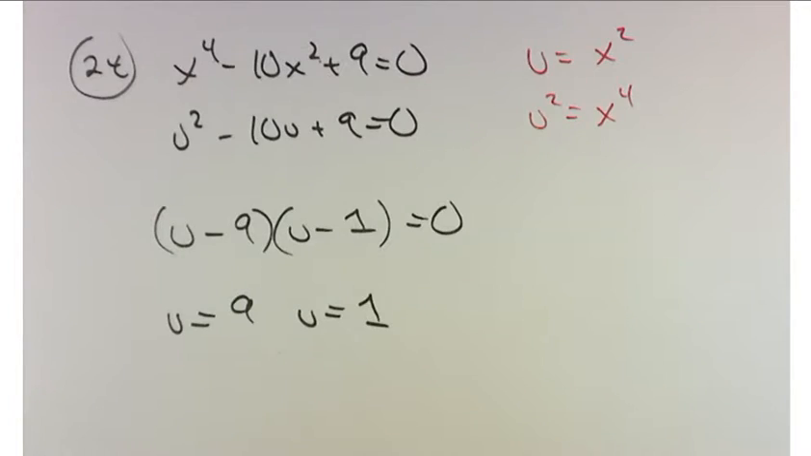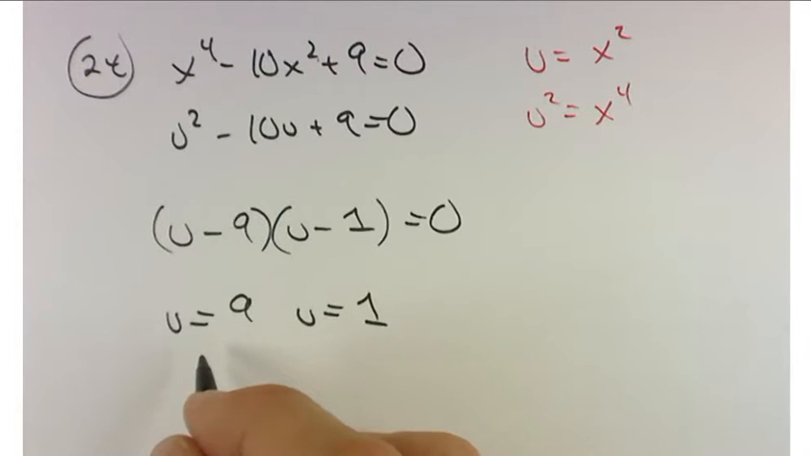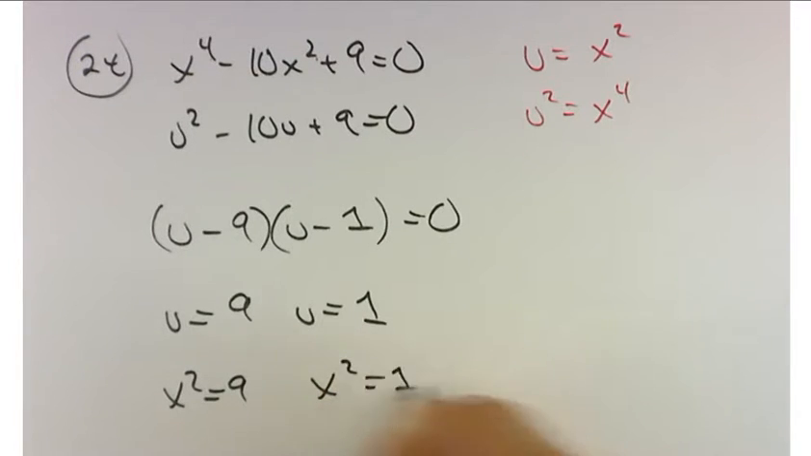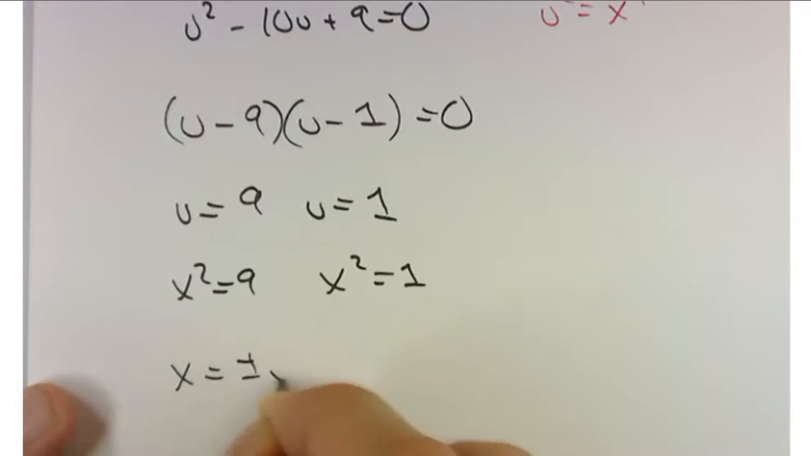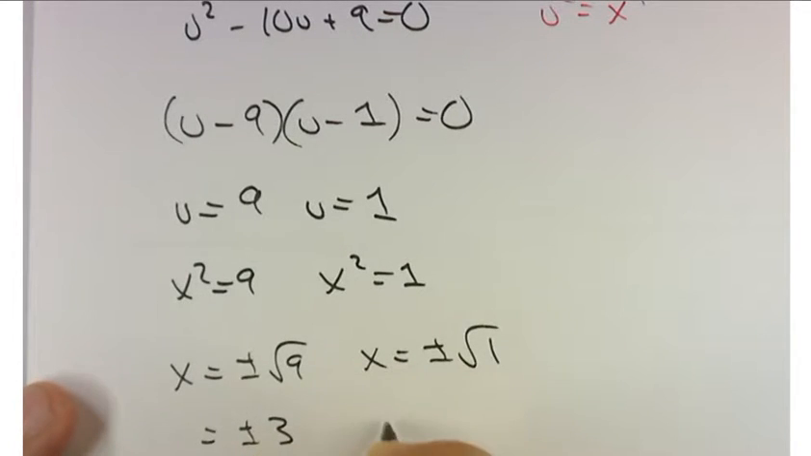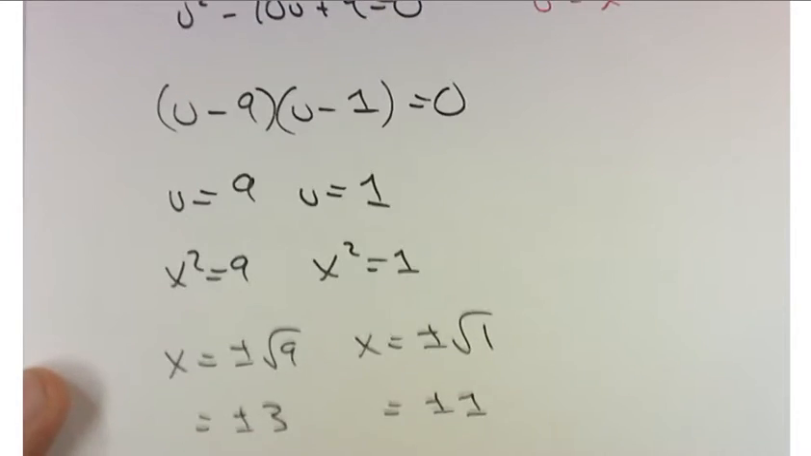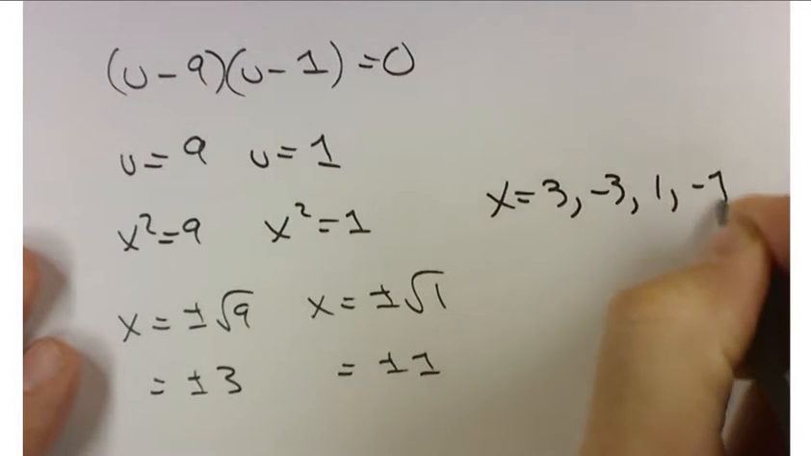But please don't finish here. There's a little bit more that we can do and should do because we're trying to solve for x, not for u. So what should I do at this point? Instead of u equals 9, x squared equals 9. x squared equals 1. So x is plus or minus the square root of 9. x is plus or minus the square root of 1. And I get a total of 4 solutions. Those 4 solutions are x equals 3, negative 3, 1, and negative 1.